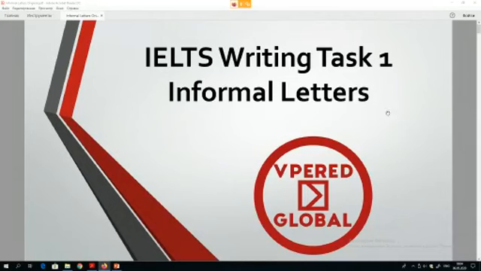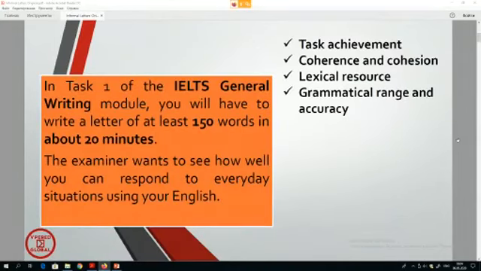Firstly, I would like to start with the introduction. As you know, in task 1 of the IELTS general writing module, you will have to write a letter of at least 150 words in about 20 minutes. The examiner wants to see how well you can respond to everyday situations using your English. Candidates are given a situation or a problem, and they have to write a letter to ask for information or to explain something. To decide your score, the examiners will look at four criteria: task achievement, coherence and cohesion, grammatical range and accuracy, and lexical resource.